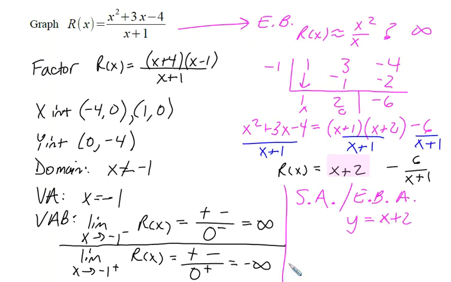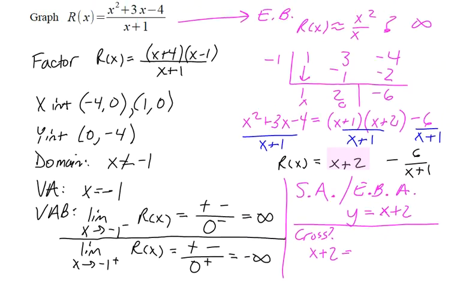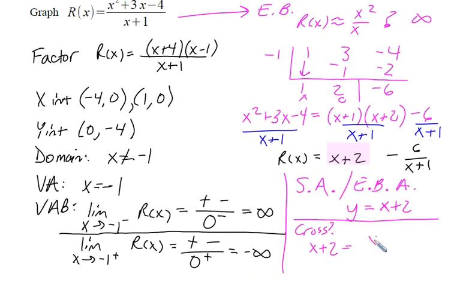The other question that we have to ask is, does this function cross its slant asymptote? To determine that, one way we could do it is take the asymptote, x plus 2, and set it equal to our function. Go back to the original form as desirable here: x squared plus 3x minus 4 all over x plus 1.